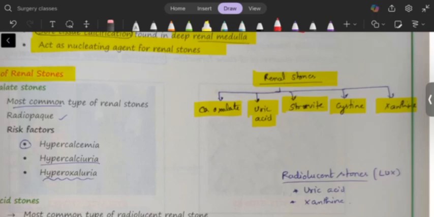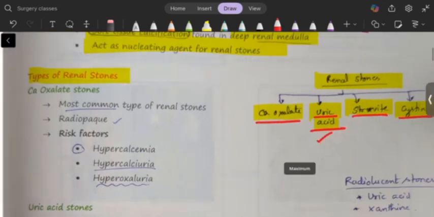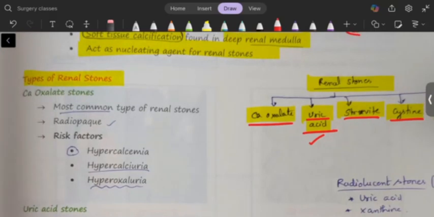If calcium oxalate is present in the renal stone, then it is a calcium oxalate stone. If uric acid has undergone supersaturation and crystallization and formed crystals, then they form uric acid stones. Similarly, struvite, cystine, and xanthine. Now starting with the first one, calcium oxalate stones. These are the most common type of stones, and this is radio opaque. What do we mean by radio opaque? Just like if you do an X-ray, you won't be able to visualize these stones. So they are not visible on radio waves.